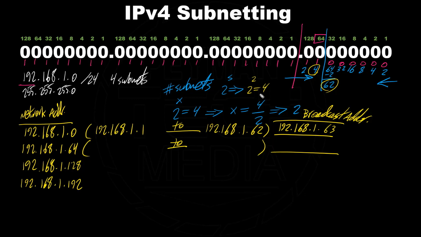And the number of hosts at the bottom, going from right to left, starting with number 2: 2, 4, 8, 16, 32, 64. 64 minus 2. Why minus 2? Because 2 addresses we cannot assign to the computers on the network. One address is the network address and one address is the broadcast address. So this column is the network address column, and these addresses are broadcast addresses. That's why we need to do the minus 2.